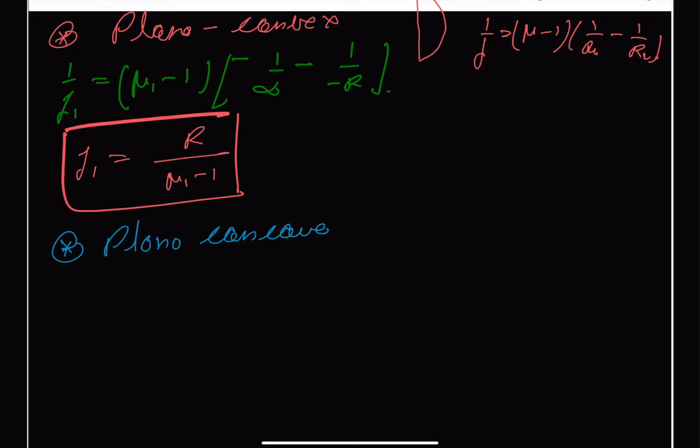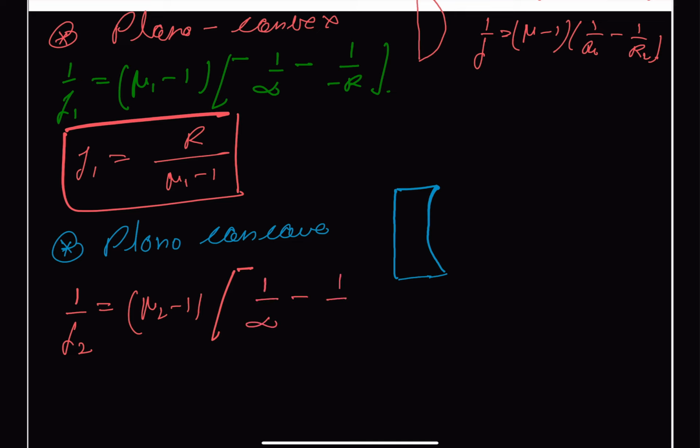And plano-concave will be something like this. Once again, same formula. So we get 1 upon f2 is equal to (mu2 minus 1) times (1 upon infinity plus 1 upon r). So this gives us that our f2 will be equal to minus r divided by (mu2 minus 1).